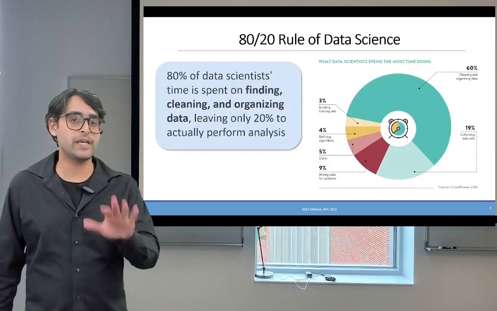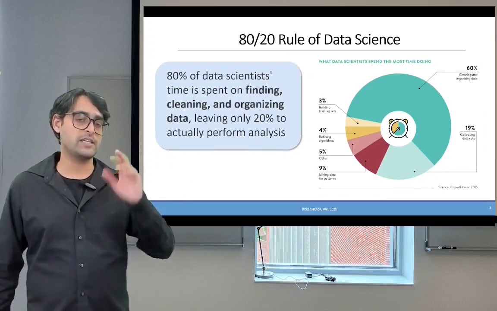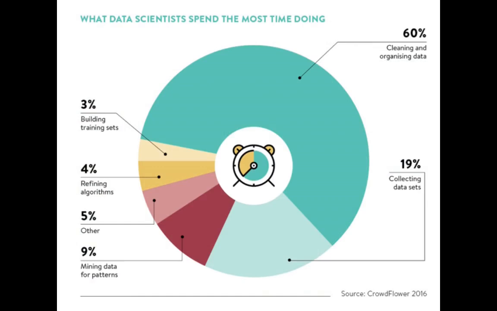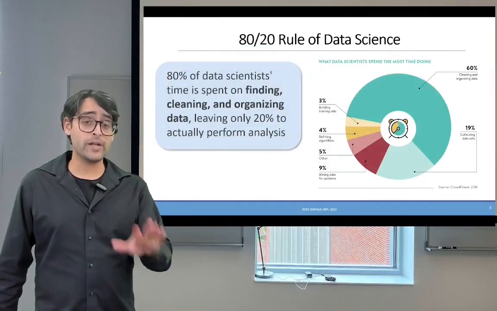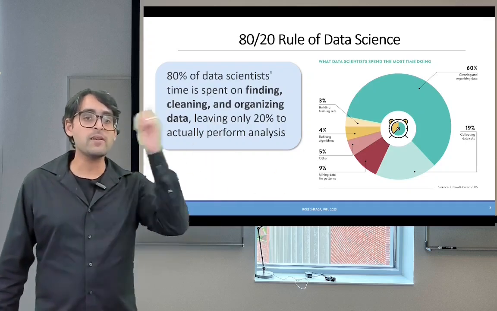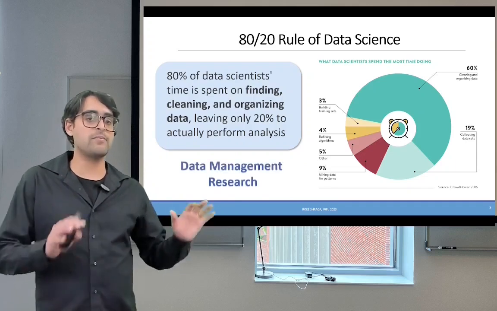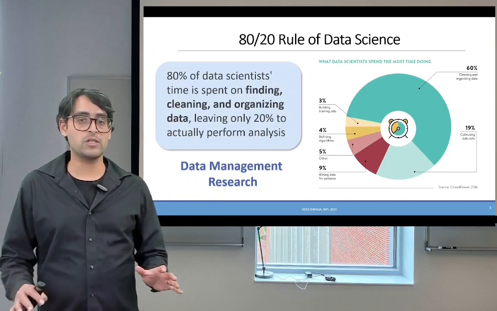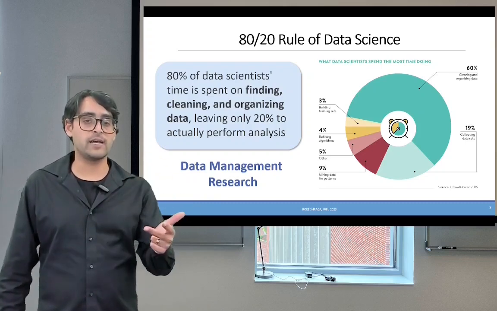This brings me to data science, and specifically to the 80-20 rule of data science. This rule states that 80% of time data scientists spend is actually spent on finding, cleaning, and organizing the data, while only 20% of the time is actually spent on analyzing the data. Wrapping this all together brings me to my main research interest, which is data management research. In other words, we try to find efficient ways to find, clean, and organize data.